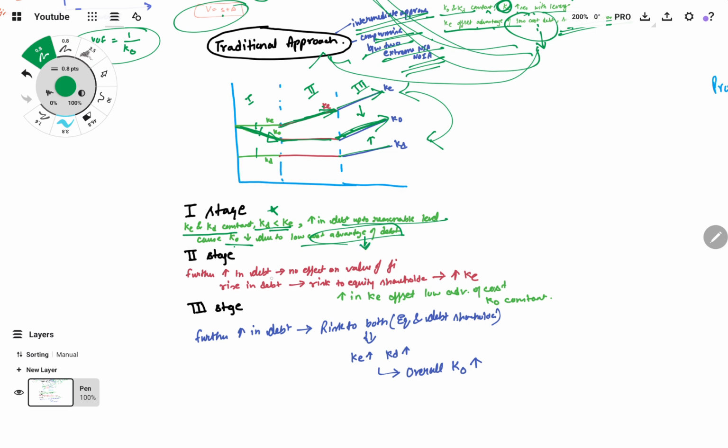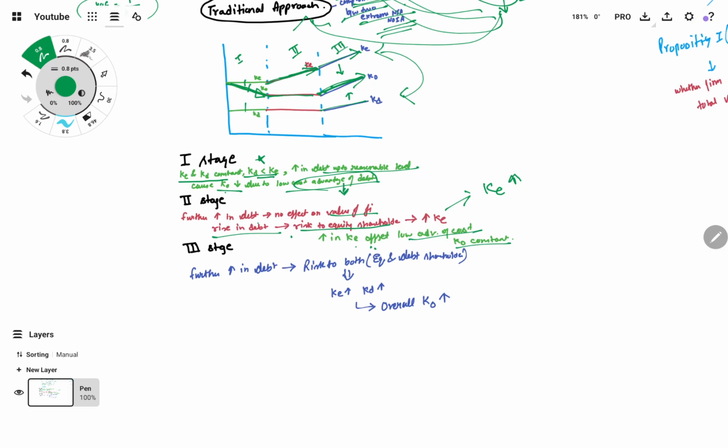Let's see. A further increase in debt has no effect on the value of the firm. The rise in debt raises the risk to equity shareholders, which causes the cost of equity to increase, and the increase in cost of equity offsets the advantage of cheap debt. So here the overall cost of capital is constant. Now let's see the third stage: a further increase in debt leads to risk to both equity and debt shareholders. The cost of equity increases, the cost of debt is also increased, and the overall cost of capital increases.